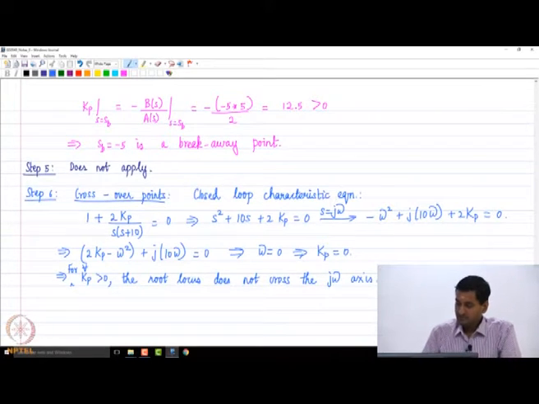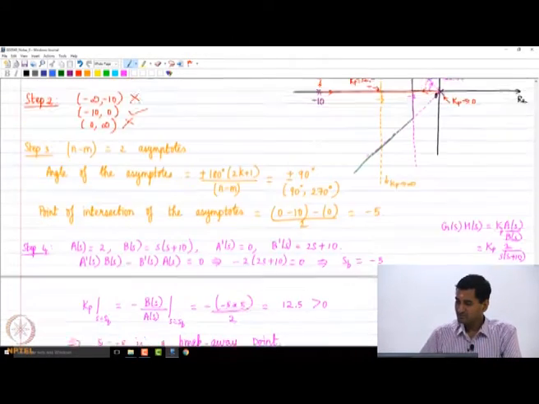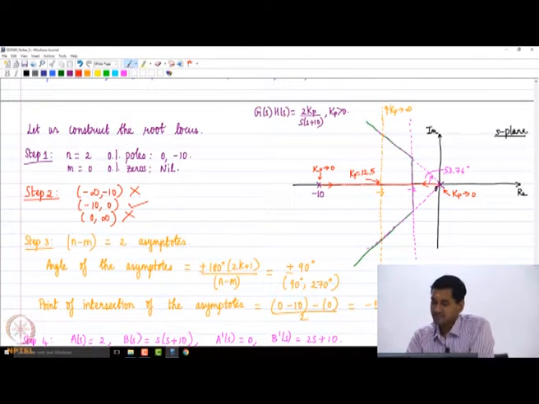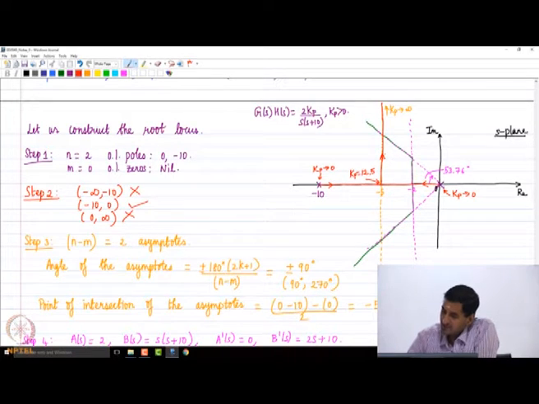Right. Okay, so let's go back and complete the root locus. We are going to have two branches, one starting from -10 and one starting from 0. They break away at -5 and then they just go to infinity along the asymptotes. Okay, so that's what is going to happen.